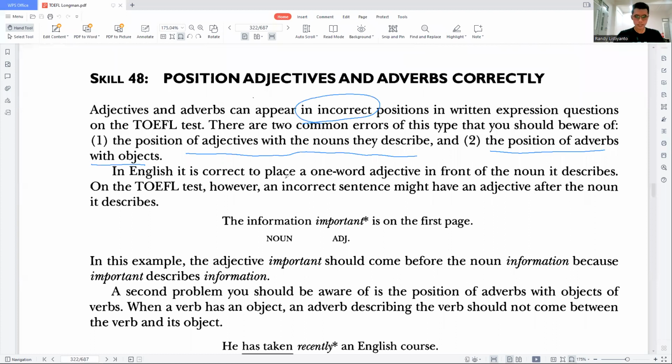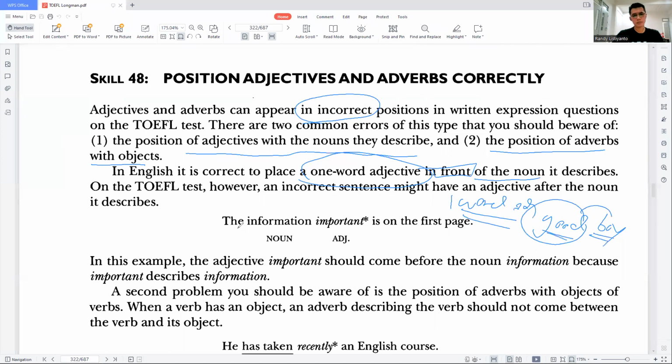In English, it is correct to place a one word adjective in front of the noun that it describes. Okay, for example, this. However, an incorrect sentence might have an adjective after the noun. So the thing is, if it's a one word adjective, it is okay to be put before the noun. So this, for example, good boy. Good here is an adjective and boy here is the noun. So we write down good before the boy.